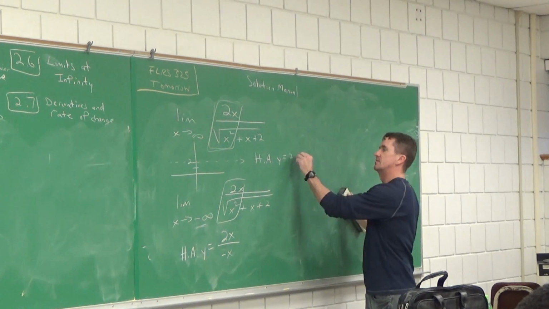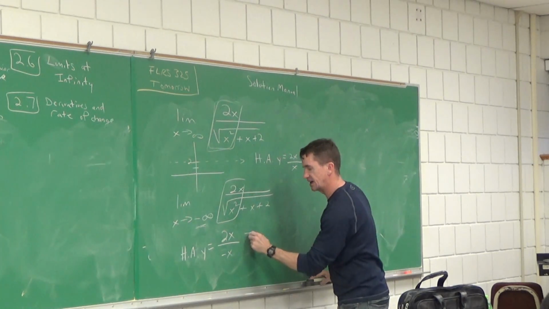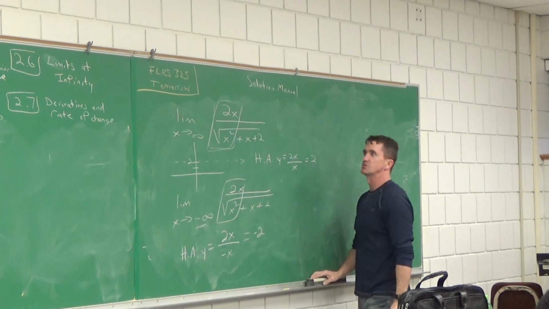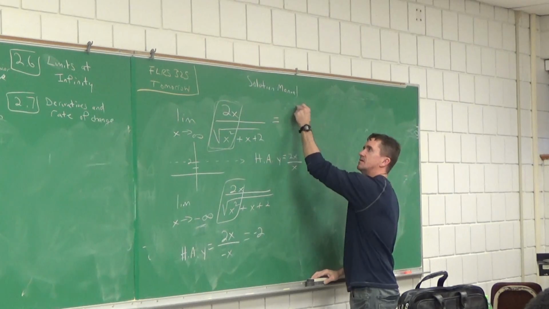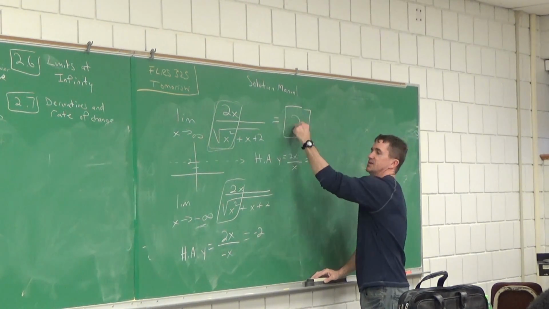I'm going to write it this way. 2x over positive x, which is 2. This is just a negative what? So what's this answer? Without any graph, without any algebraic work, this has to be 2. What's this answer?